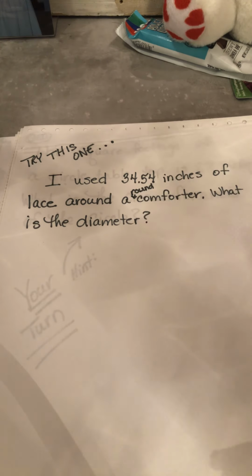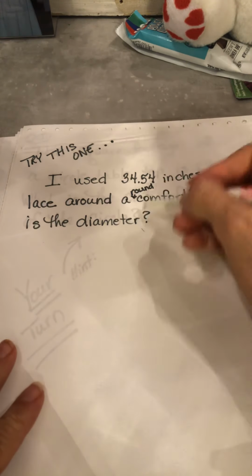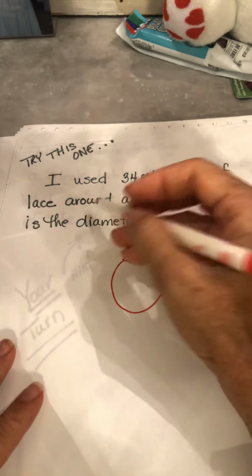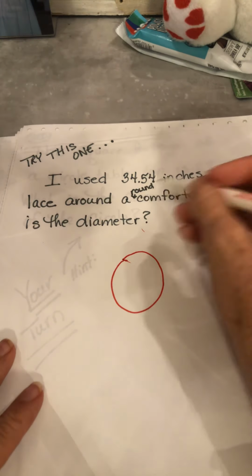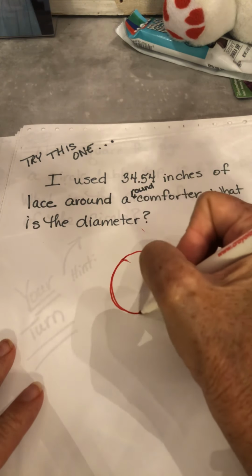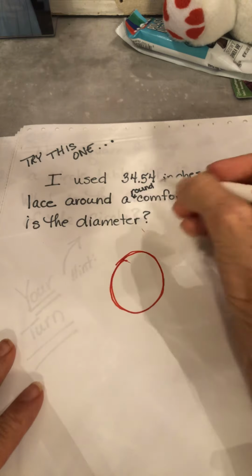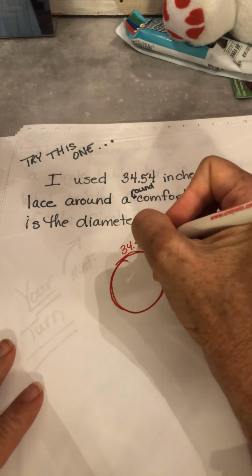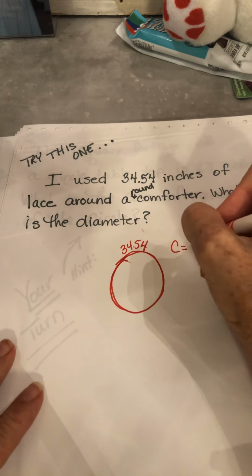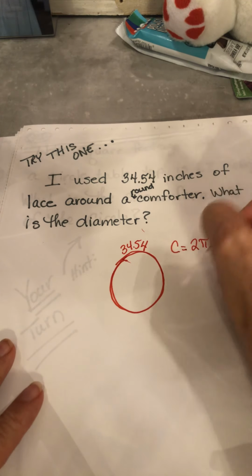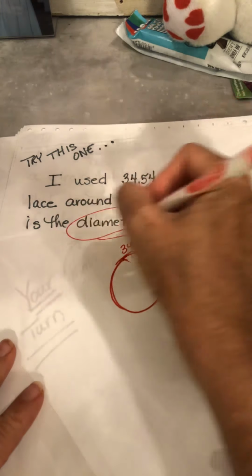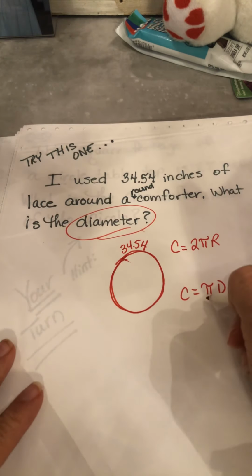Okay, welcome back. First thing I would have done is, around a round comforter, I would have drawn a circle. It says lace around a comforter, so that means it's the outside. So the outside measurement is 34.54. Outside means circumference. Circumference formula is 2 pi r, or pi diameter. Since it wants me to find the diameter, I'm going to use this one.